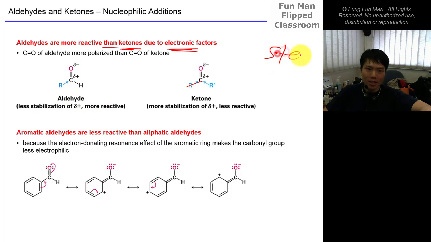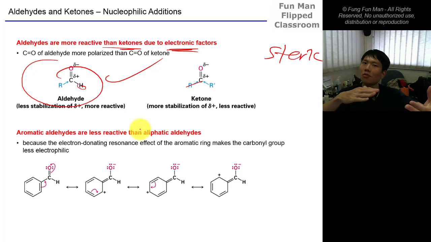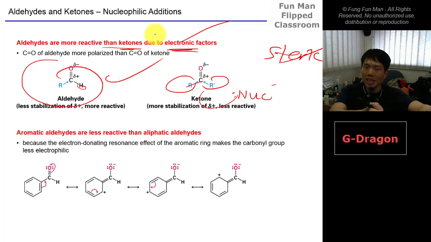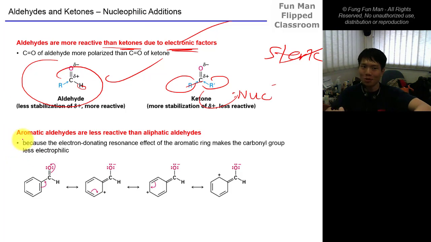And we also know that for the steric factor, aldehyde wins as well because H is so tiny it doesn't block the trajectory of the nucleophile entering the site of reaction. Ketone is bulkier, with a big electron cloud, so the nucleophile may not be able to come in so easily. So in both cases, aldehyde wins. Normally in organic chemistry, the two factors, electronic and steric, counteract each other, but in this case, no exception.